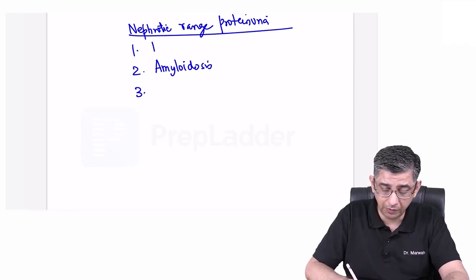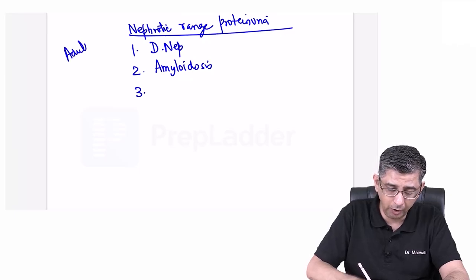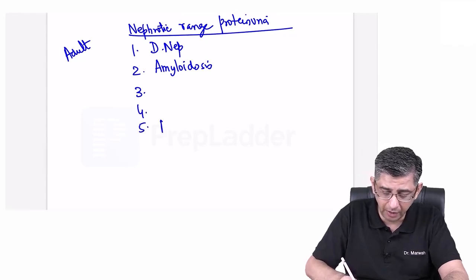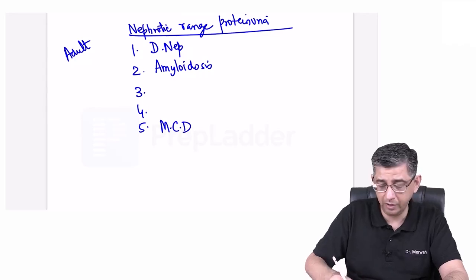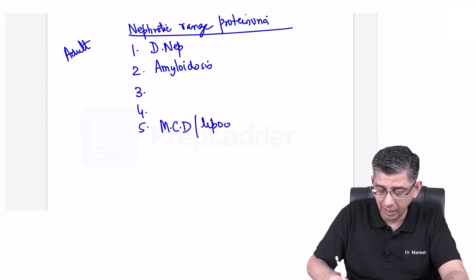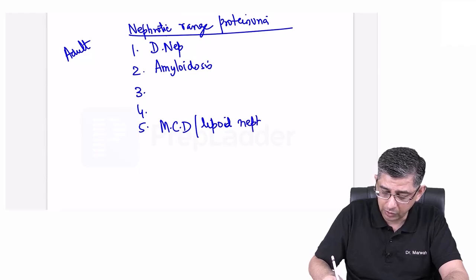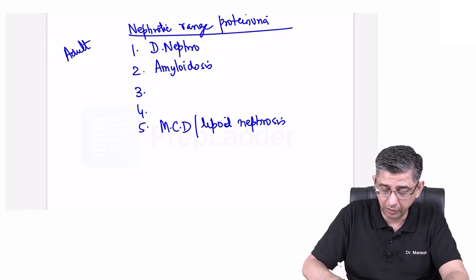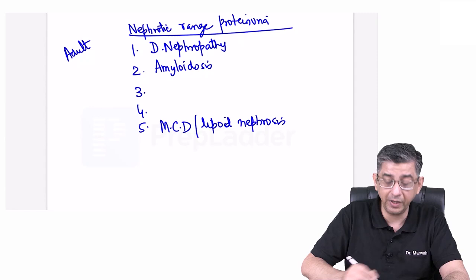Then the number one cause for nephrotic range proteinuria in adult population is definitely not minimal change disease. It's not that minimal change disease cannot occur in adults. I agree. Minimal change disease, lipoid nephrosis, those are the terms that he will use, can occur in adult population also. But from the internal medicine perspective for adults, the first answer of yours would be given as diabetic nephropathy.